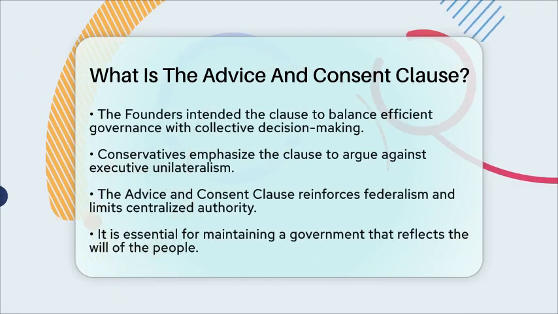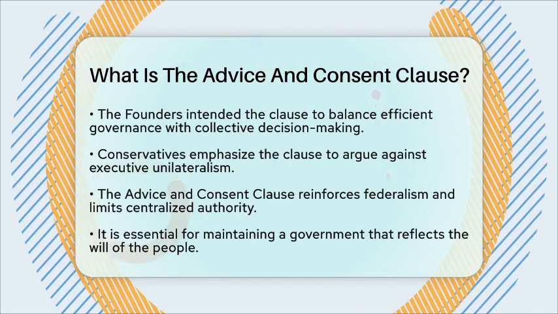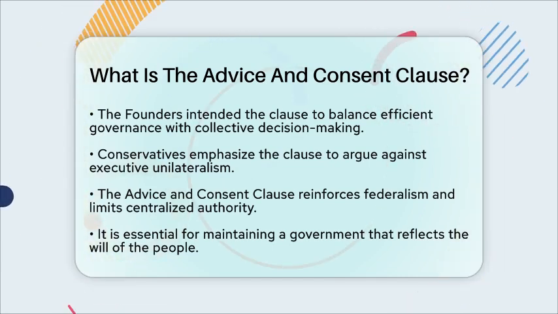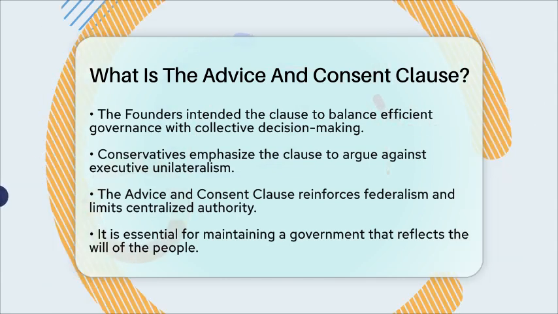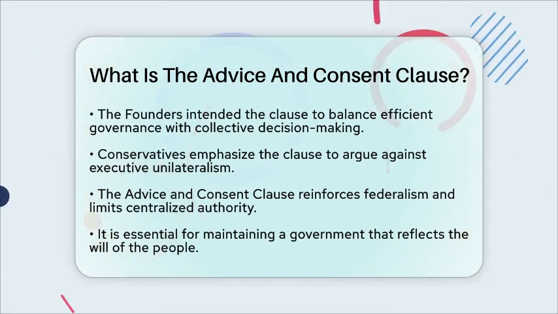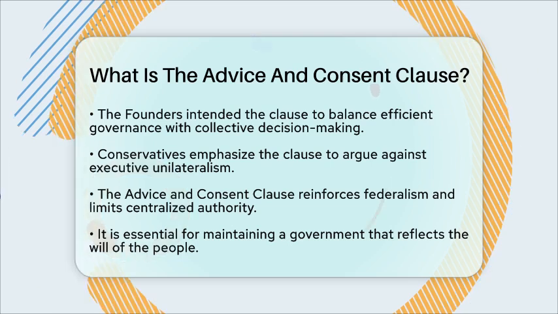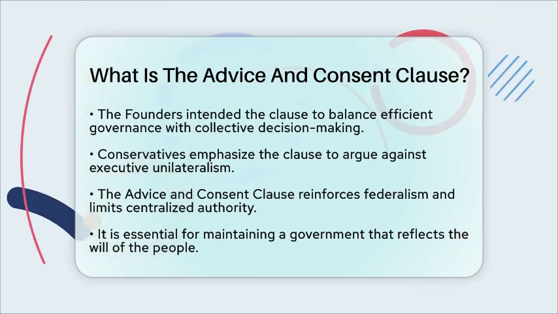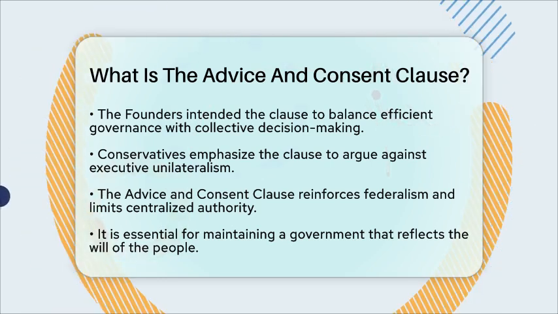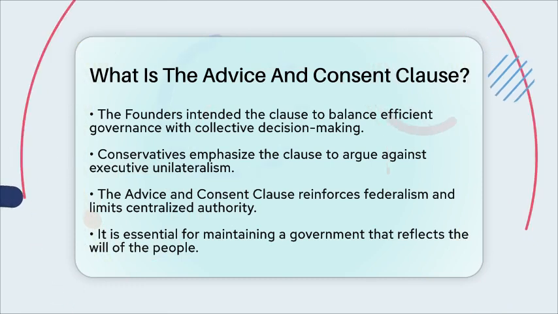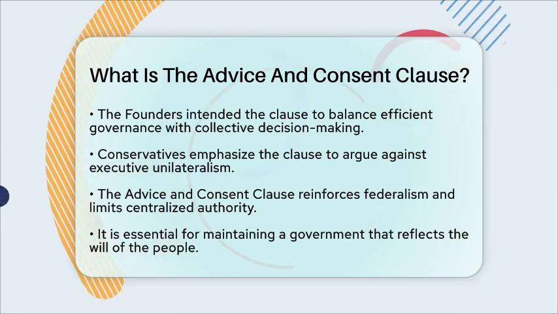In modern discussions, conservatives often highlight this clause to argue against executive unilateralism. They stress the importance of Senate involvement in both judicial nominations and international commitments. By requiring Senate participation, the advice and consent clause reinforces the principles of federalism and limits centralized authority, aligning with Republican values of decentralized governance and strict adherence to the Constitution.